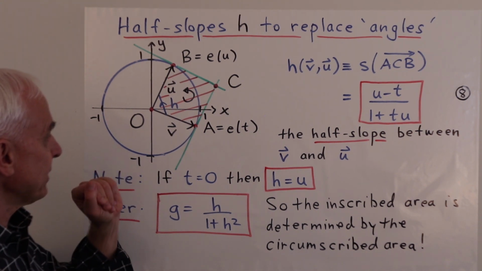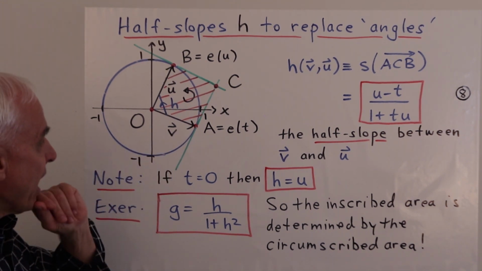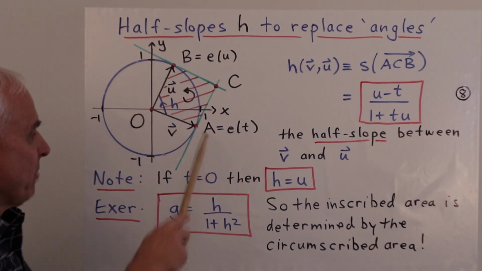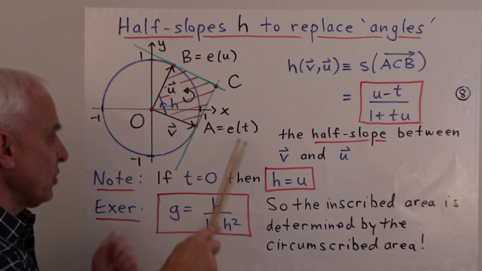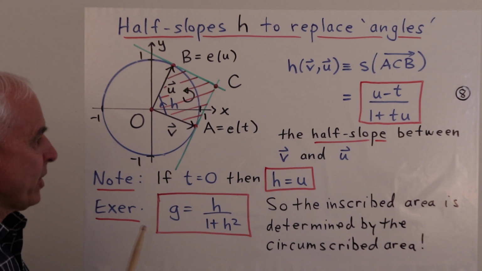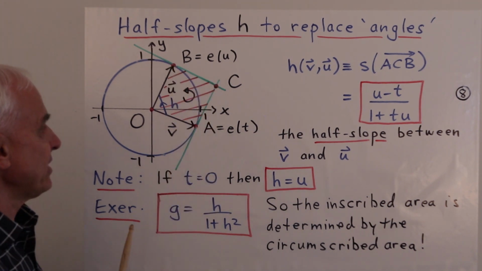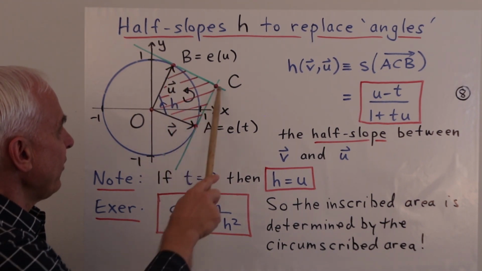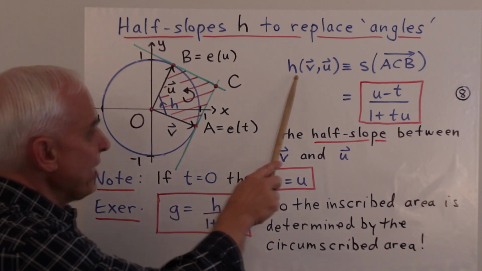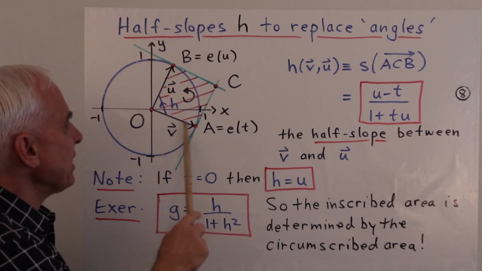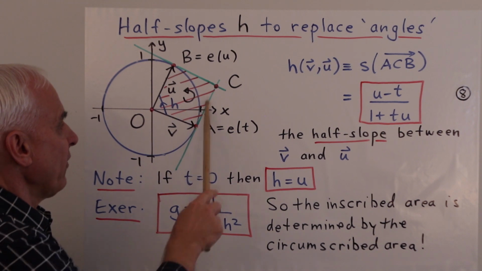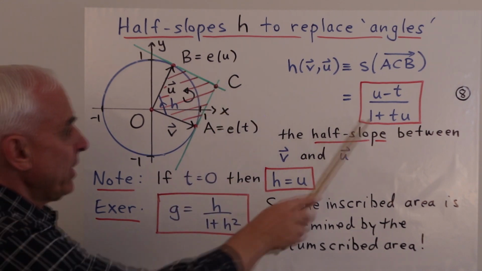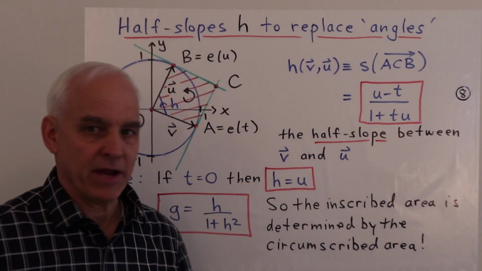So let's clarify what we're talking about here. Suppose that we have two vectors, v and u, on the unit circle, given by points A and B, which as usual are E of t and E of u. We have our meet of tangents, point C. We have this quadrilateral here formed by the origin, the point A, C, and B. And we've defined h to be the signed area of this thing. In other words, the signed area of the spline ACB. And we've seen that in terms of t and u, this is u minus t over 1 plus tu, a very elegant formula.